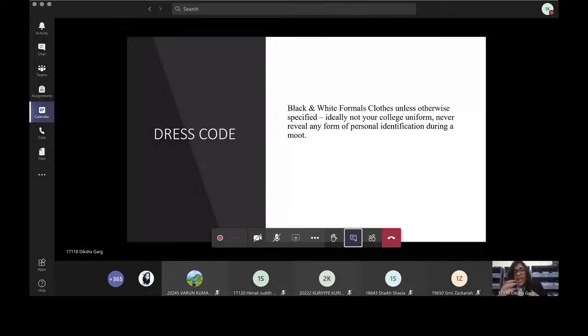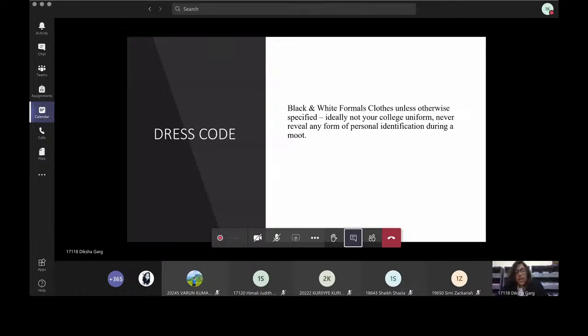Ideally, it is not preferable to wear your college uniform because usually college uniforms have a logo or something which reveals your identity. In the course of a moot court competition, you're given a team code and you stick to that, which means that there is not going to be any revelation of your personal identification. The black and white obviously corresponds to the actual dress code that lawyers wear in courts.